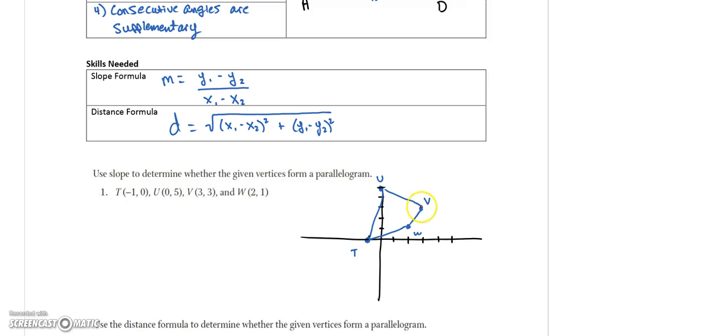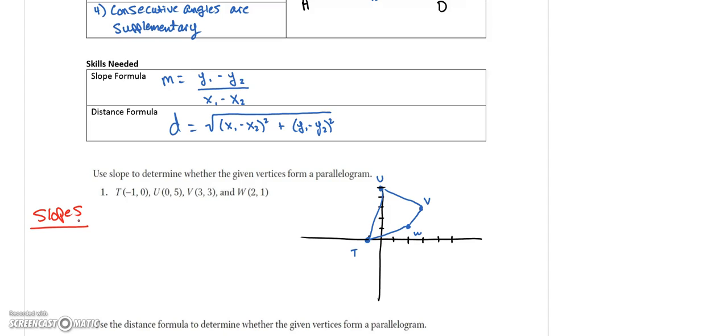Now, look, guys, I think we can tell from looking at this shape that this is definitely not a parallelogram. Maybe WV and TU are parallel, but clearly UV and TW are not parallel, just from the eye test. But never trust your eye. Always find the slopes. Okay, always calculate.